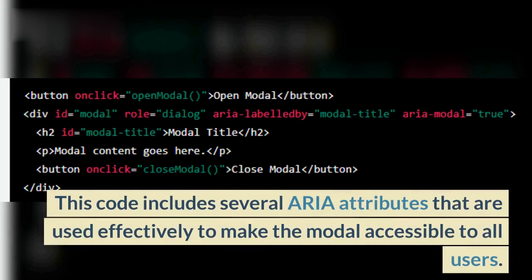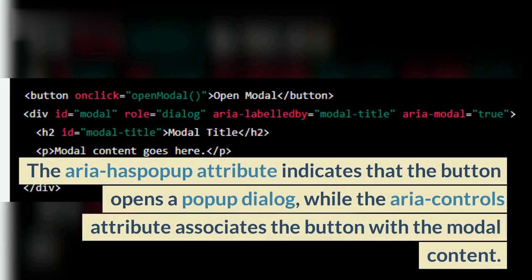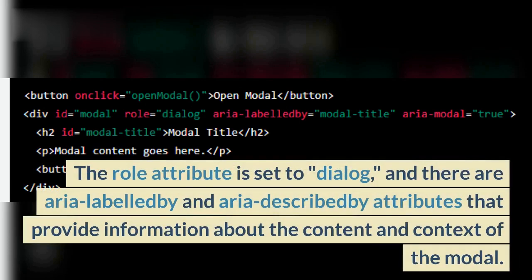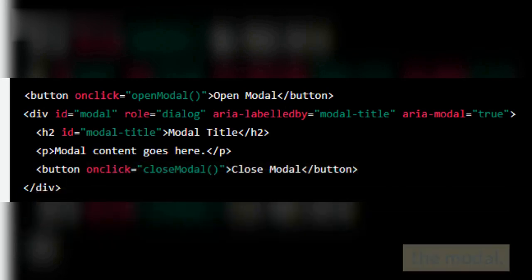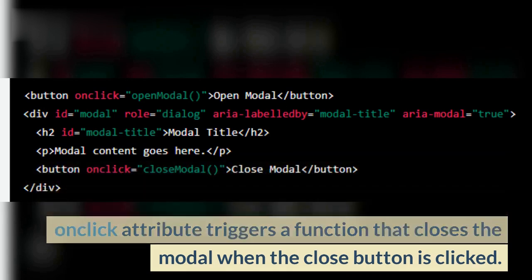This code includes several ARIA attributes that are used effectively to make the modal accessible to all users. The aria-haspopup attribute indicates that the button opens a pop-up dialog, while the aria-controls attribute associates the button with the modal content. The role attribute is set to dialog, and there are aria-labelledby and aria-describedby attributes that provide information about the content and context of the modal. The aria-modal attribute indicates that the modal is a top-level window that blocks other content, and the onClick attribute triggers a function that closes the modal when the close button is clicked.